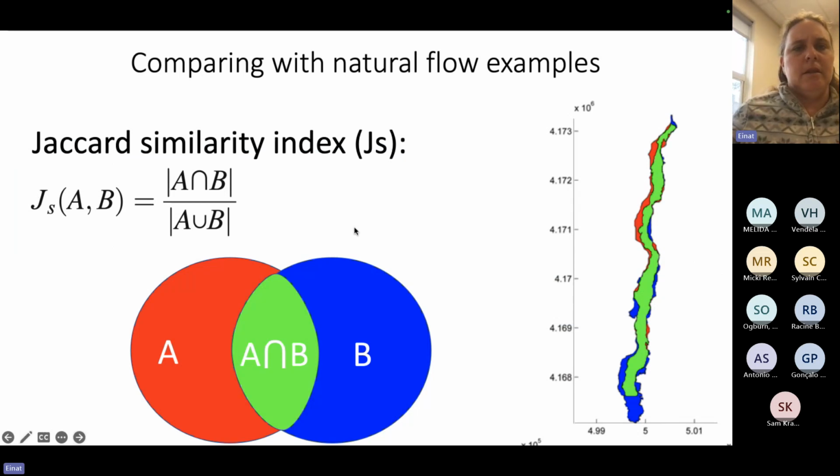The other end of the spectrum is comparing with natural flow examples. One of the ways to quantify that is looking at the flow footprint and then comparing the model field A and the natural field B: the area that they intersect compared to the area of the combined footprint of both. This is called the Jaccard Similarity Index. There are pros and cons to using that, but it's a very popular and quick way to compare footprints of flow models versus reality.